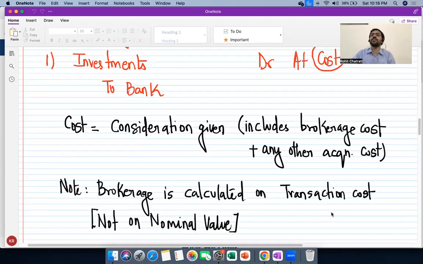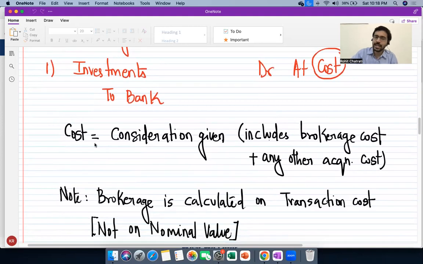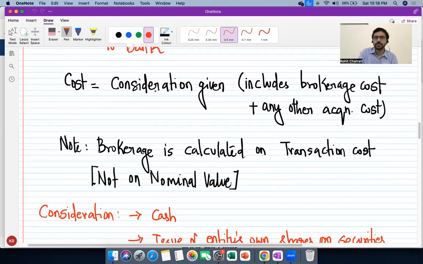Now the question is, if I'm issuing my own securities, or if I'm giving you the land, at what value are we going to recognize investment? Now, like I mentioned, cost is nothing but the consideration that we are giving.